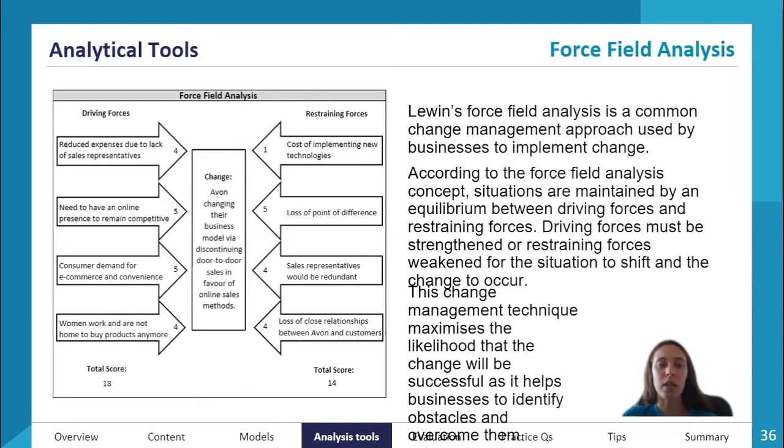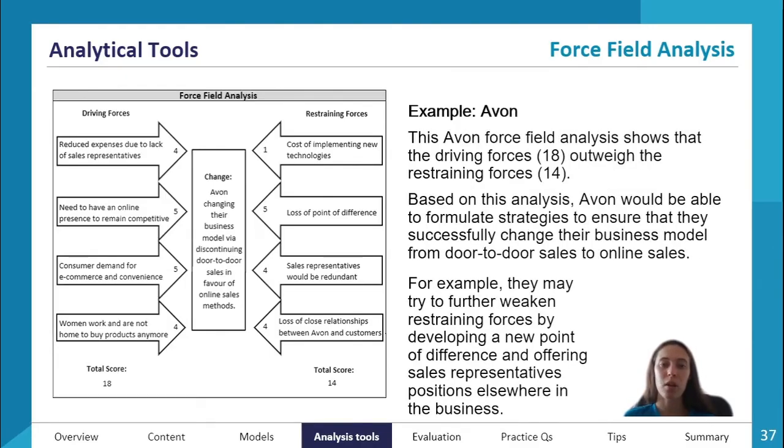So you can see an example here that we've got for Avon. You've got driving forces, what is making the change, what's supporting the change, and then restraining forces, what is preventing that change. So if we look at this in more depth, we can see that the driving forces in this case are outweighing the restraining forces.